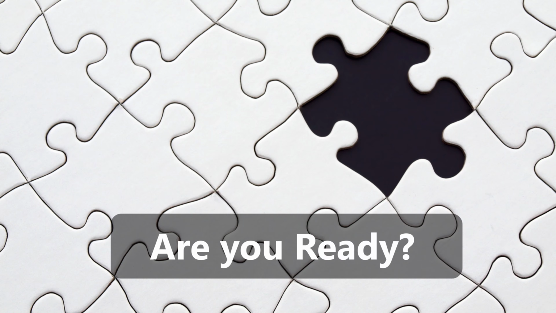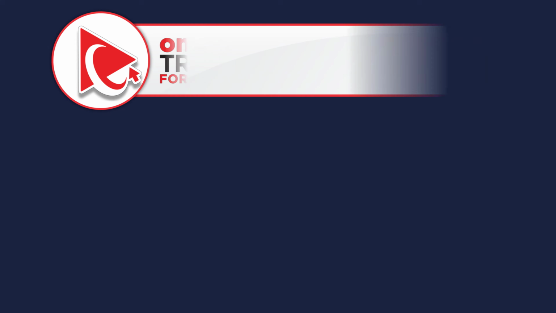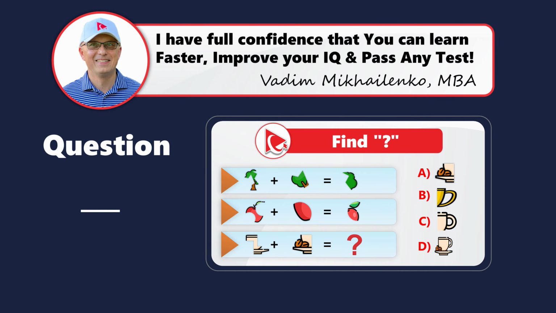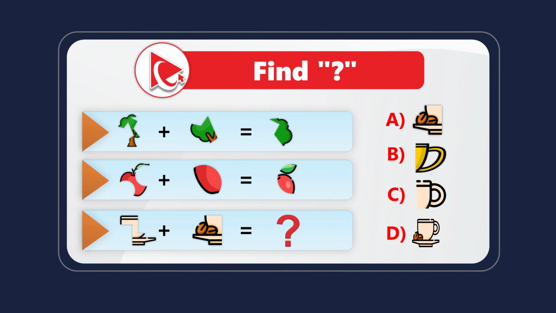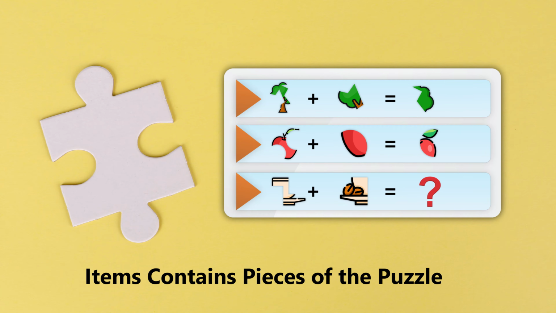Are you ready? Because I am moving forward to share with you my version of the solution. And obviously, if you have a better way to solve it, please make sure to post in comments. What's interesting about this question is that items in the equation contain pieces of the puzzle, but final piece of the puzzle, which represents complete object, is missing. Let's look at the example.